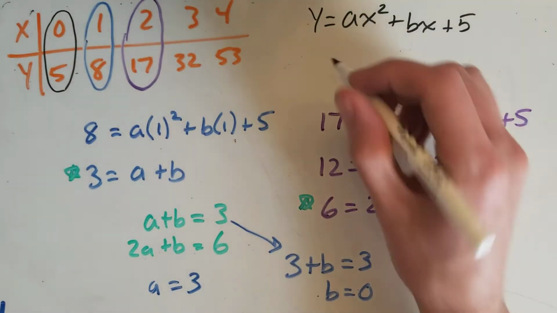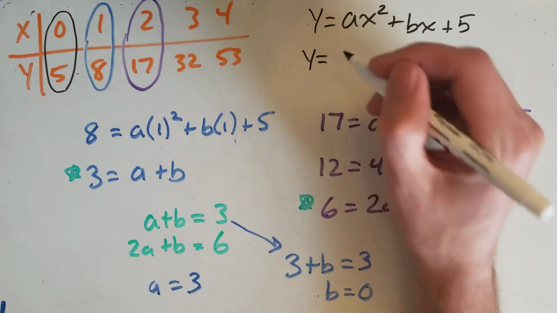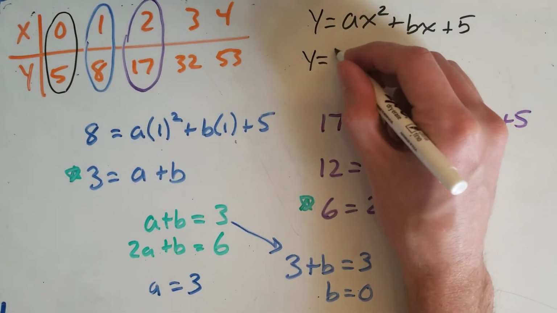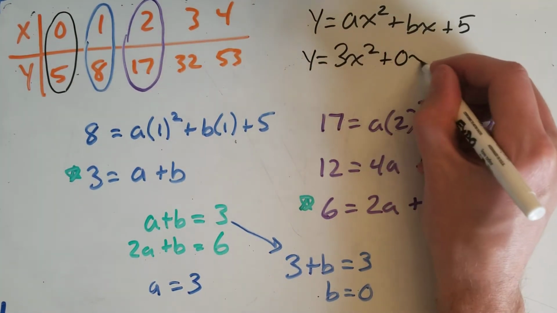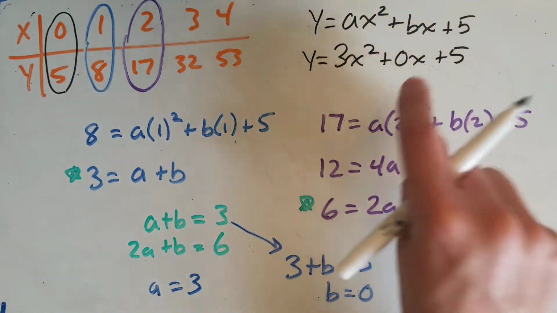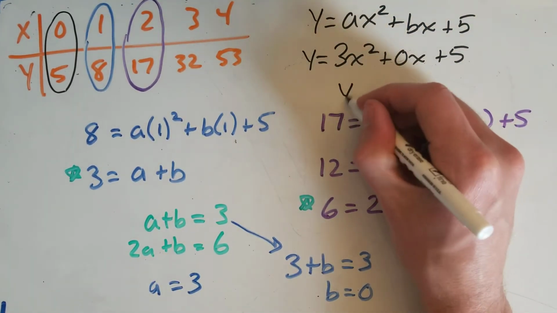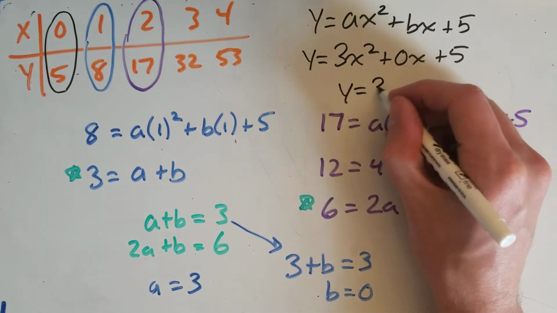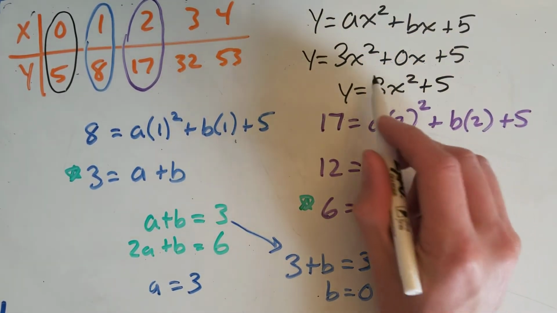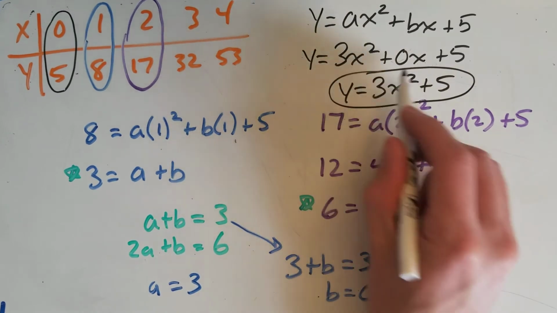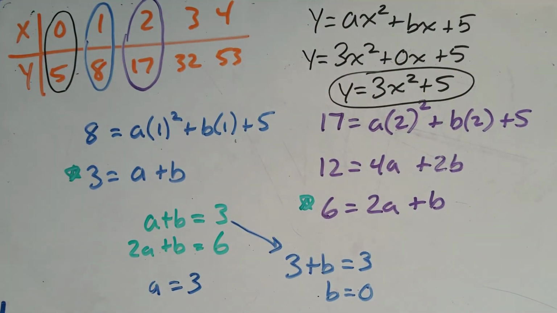Which means we can go all the way back up here. a equals 3, so y equals 3x squared, b is 0, plus 0x, plus 5. We're not going to write the 0x, so that term's going to go away. So our final equation is y equals 3x squared plus 5. That middle term has a coefficient of 0, so we're not going to write it. And there you go, there's your equation for your second one.